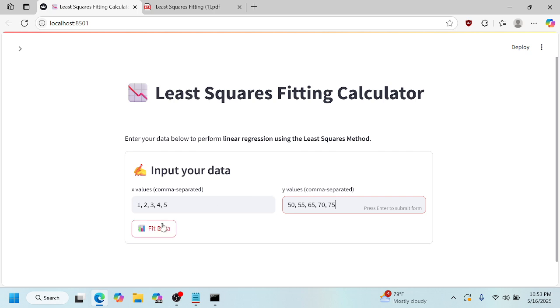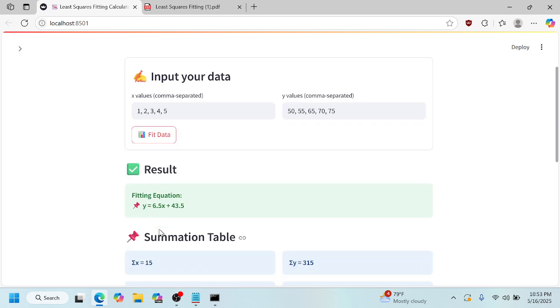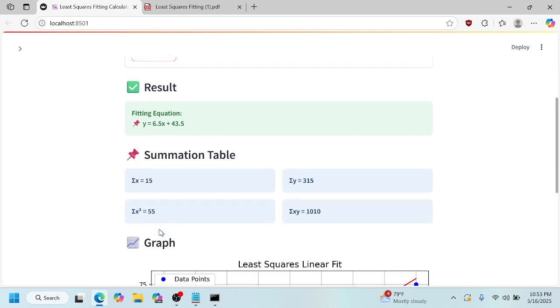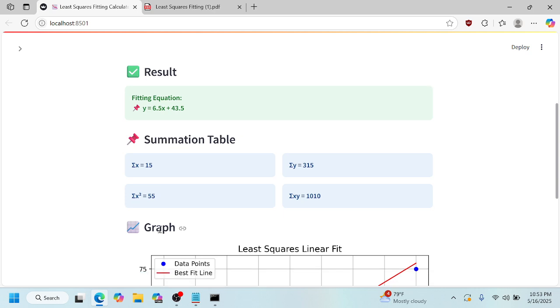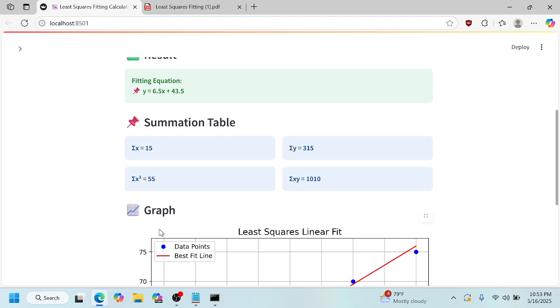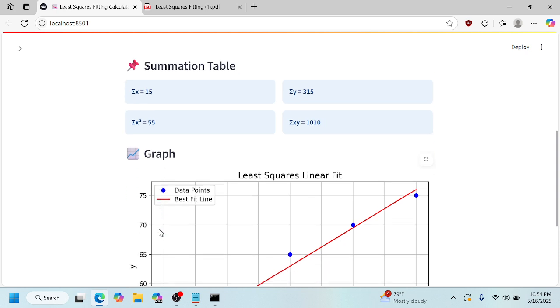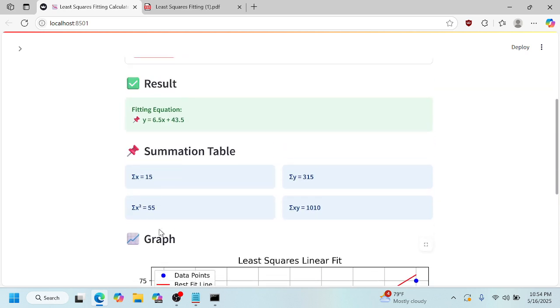When we input this data set into the calculator, it gives us the line y equals 6.5x plus 43.5. That means for every additional hour studied, the score increases by 6.5 points. This strong upward trend confirms a positive linear correlation.